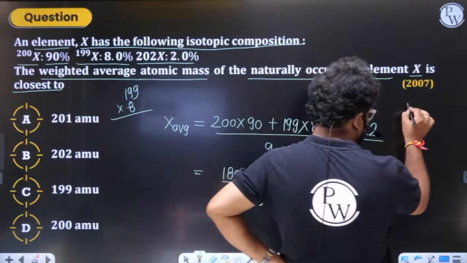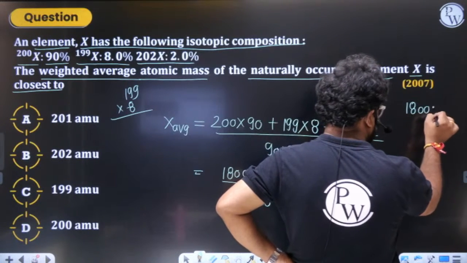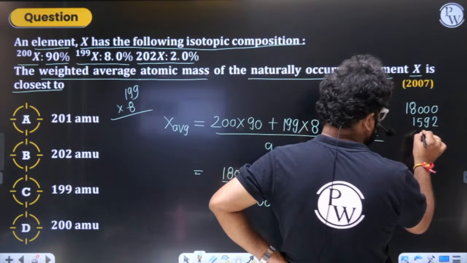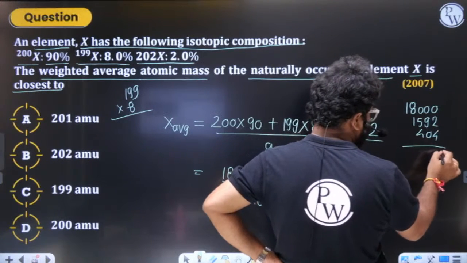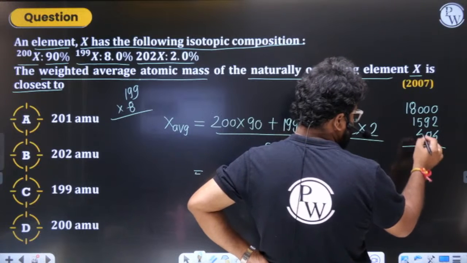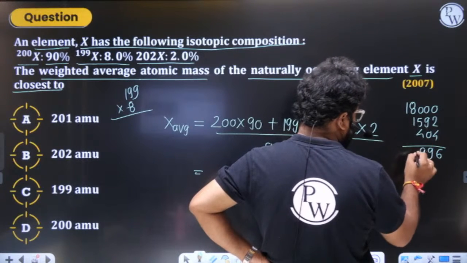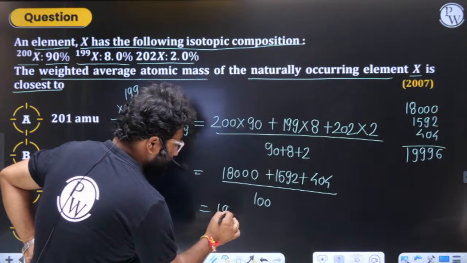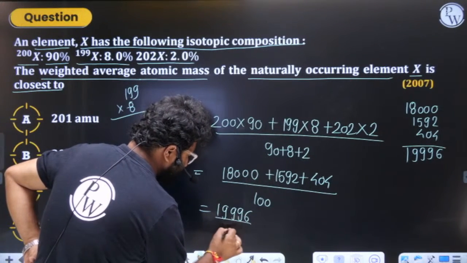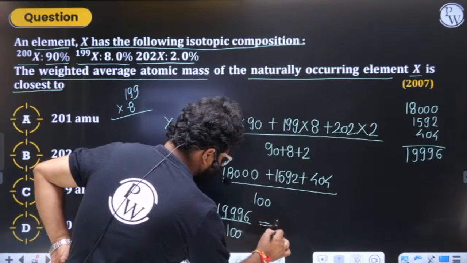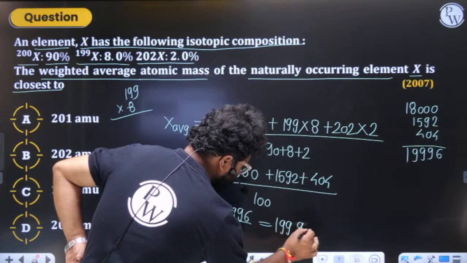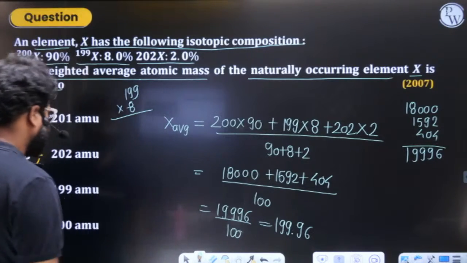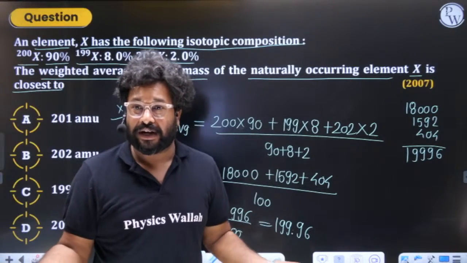So this comes out to be 18,000, 1592, 404. 4 plus 2, 6, 9, 5 plus 4, 9, 8 plus 1, 9, 1. So this comes out to be 19,996 divided by 100, which comes out to be 199.96. So yeah, you can take 200, no problem beta.